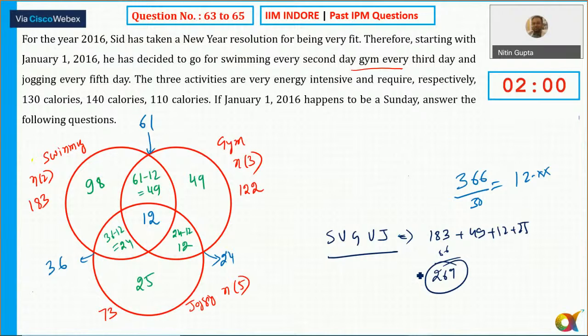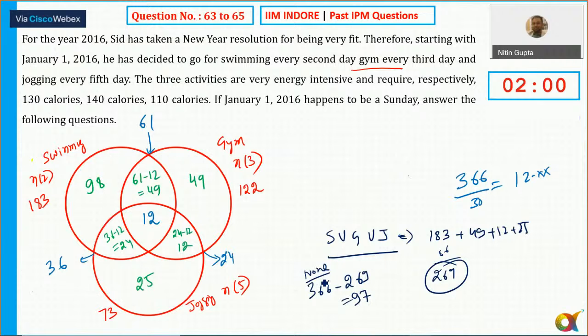So on how many days was he not involved in any activities? Can we say 366 minus 269? Yes or no? There are a total of 366 days in that year. On 269 days, he was involved in at least one of the activities. So none will be equal to 366 minus 269, and that will be equal to 97.